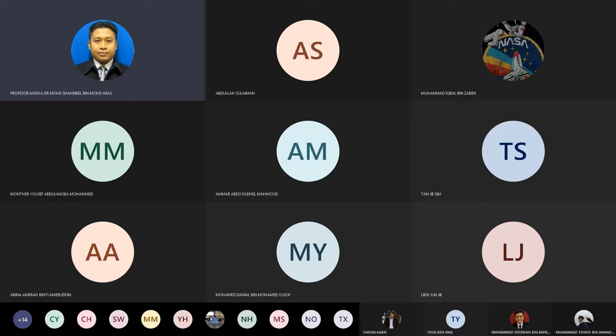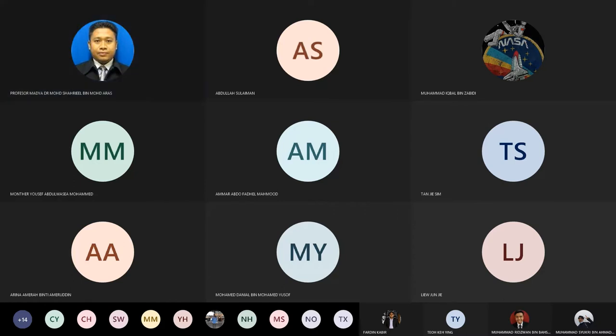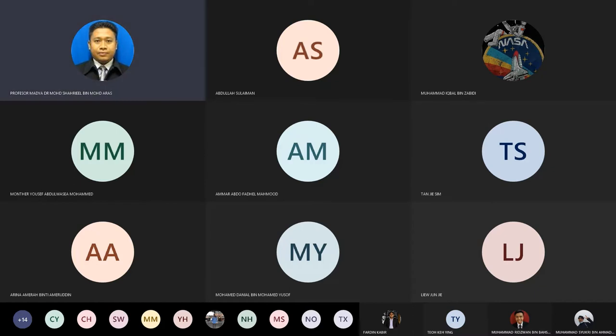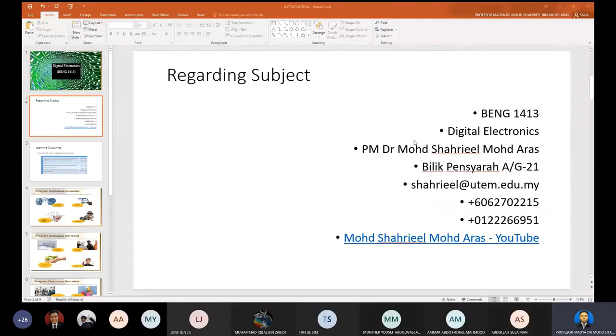Okay, wait. If I don't view this in full view, can you see it clearly? Yes, now it is clear. Okay, can.